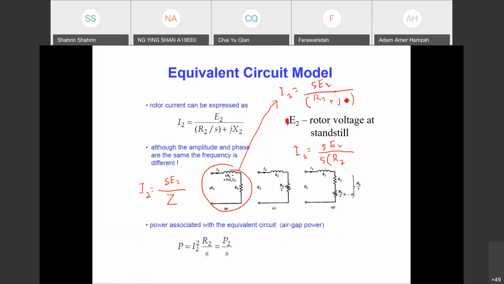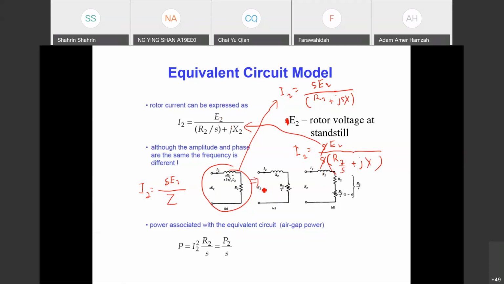This one is actually SX, right? Okay, R2 plus SX. So when we factor out S, this one will become R2 over S plus JX. So this one will be cancelled out. So that's why we have this one. So based on this equation, we can transform the circuit into this circuit.